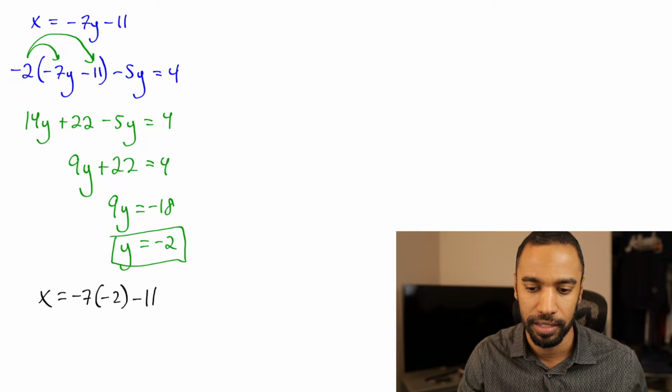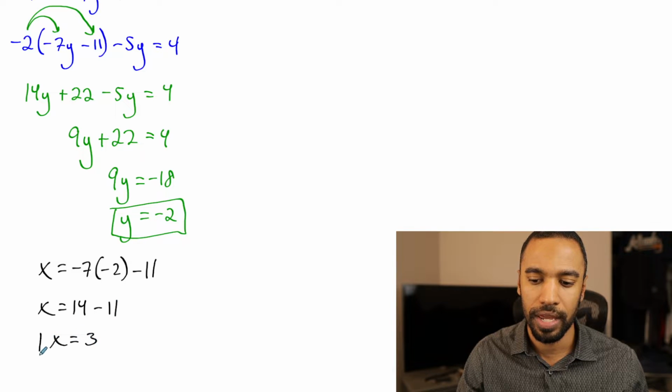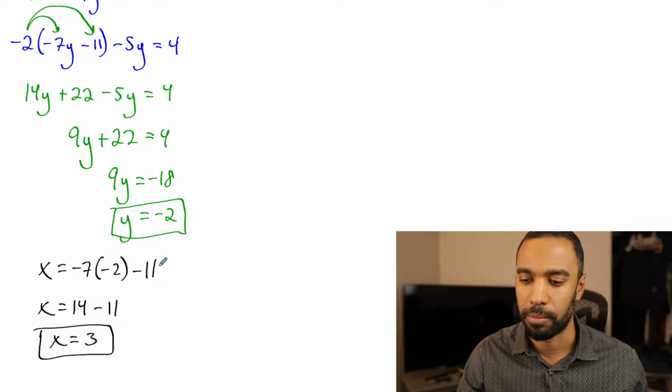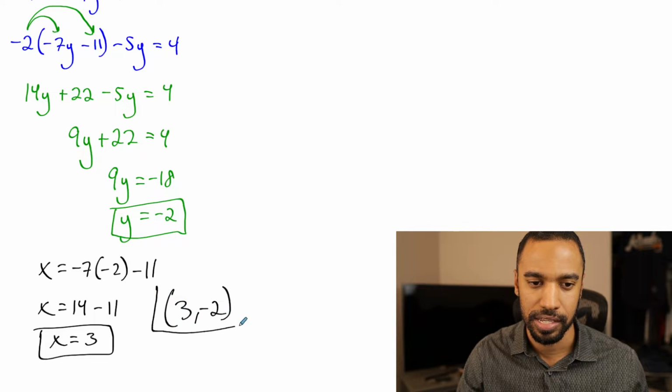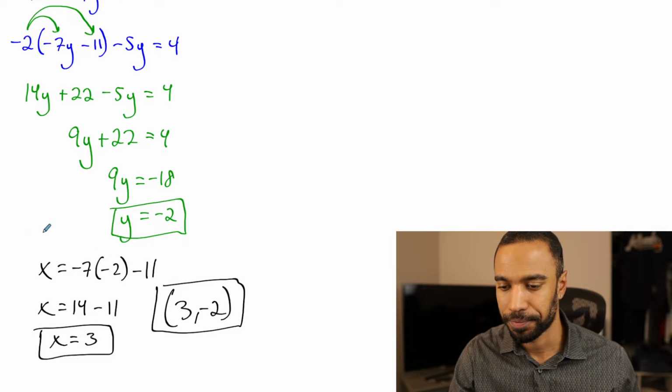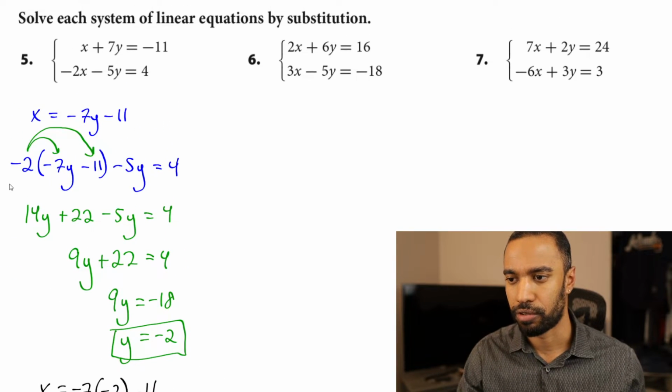The negatives are back, but not for long. x equals 14 minus 11, which is 3. x equals 3, and my final solution for number 5 is 3, comma, negative 2. And that, as they say, is that. Nice small numbers. Very clean so far.